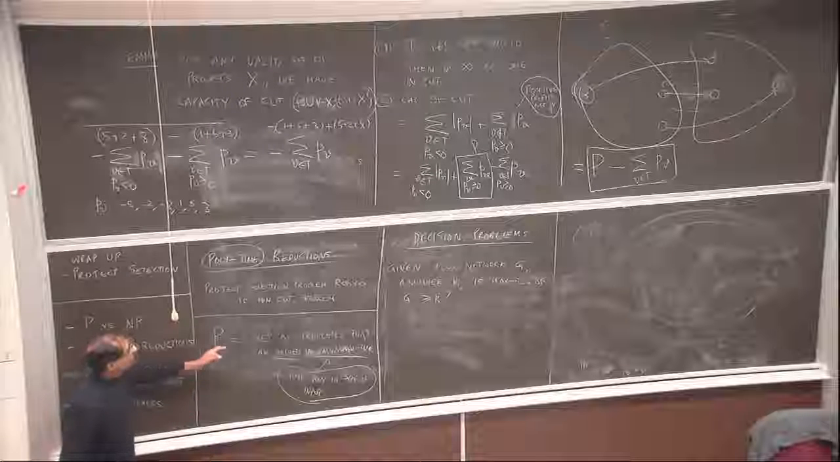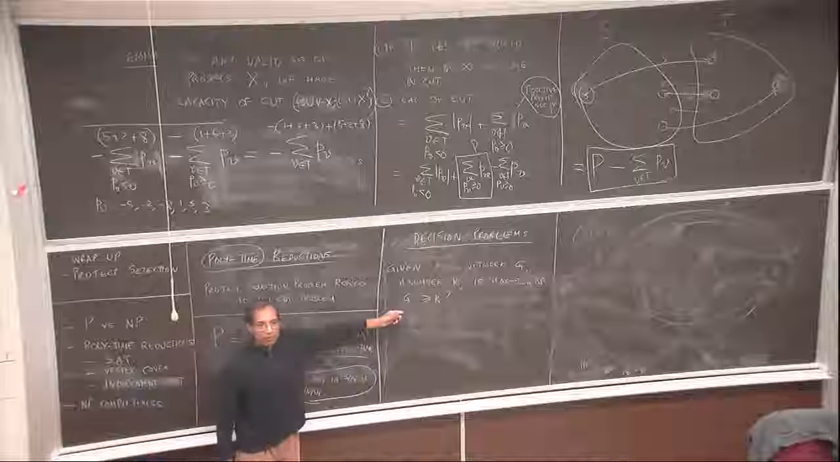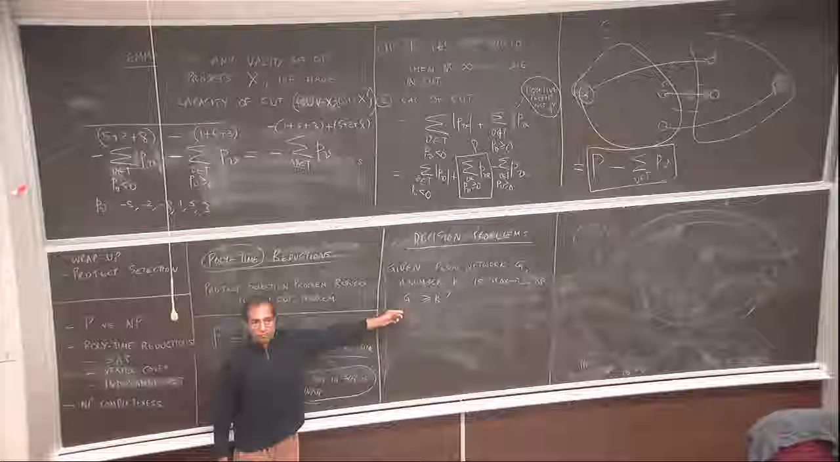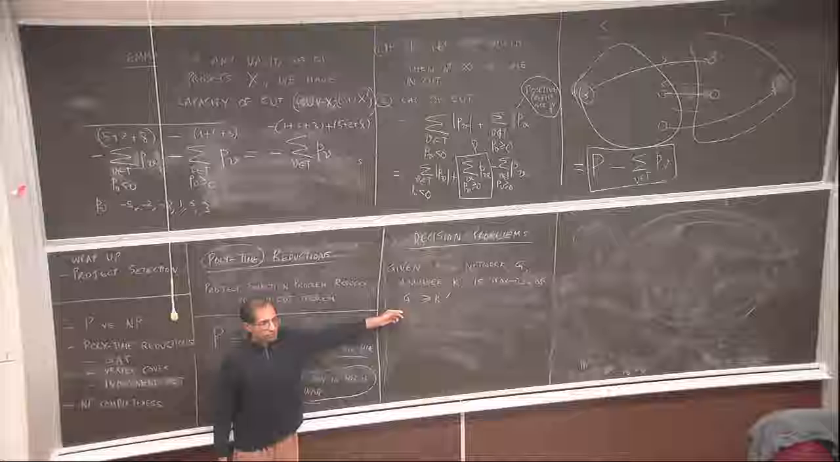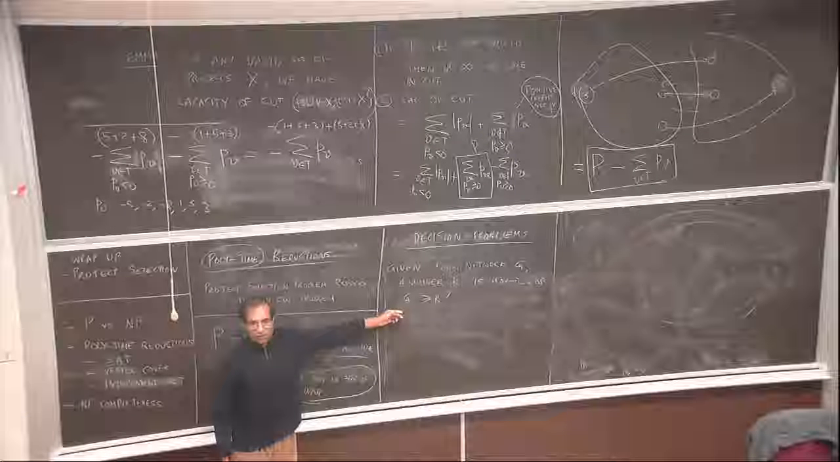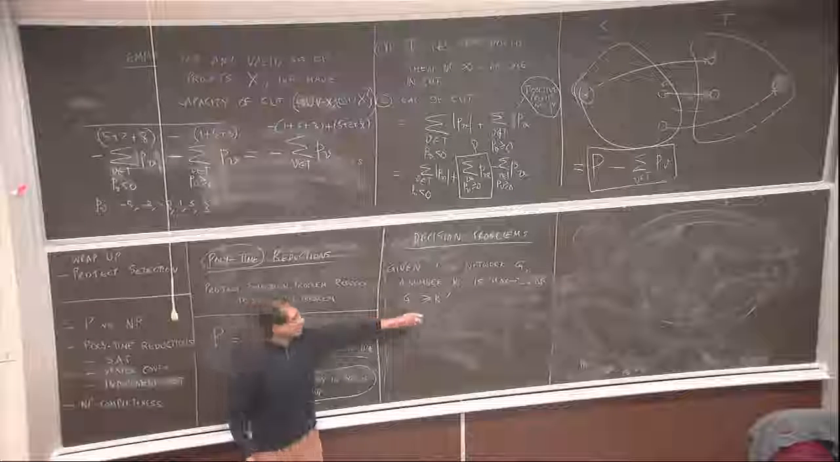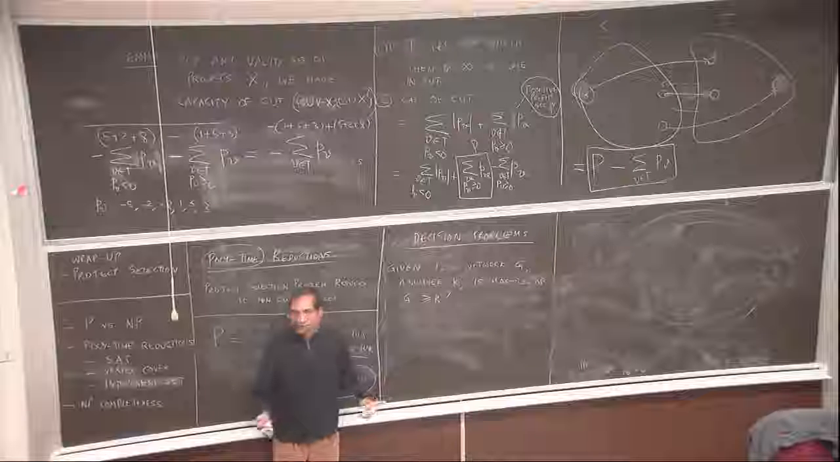So P is a, so by the way, is this problem solvable in polynomial time? What would you do? You would find the maximum flow and you check what its value is. If it's greater than or equal to k, you would say yes. If it's less than k, you would say no.